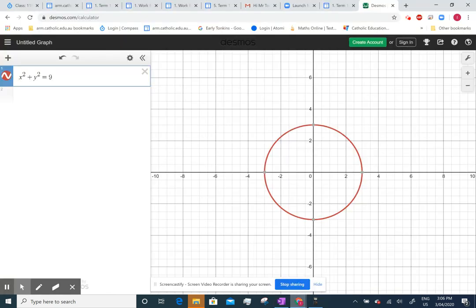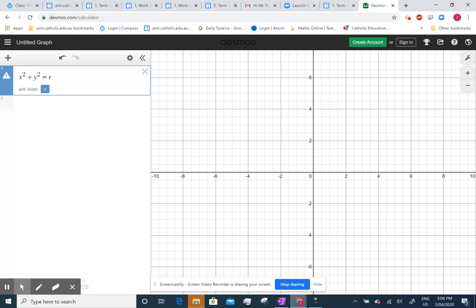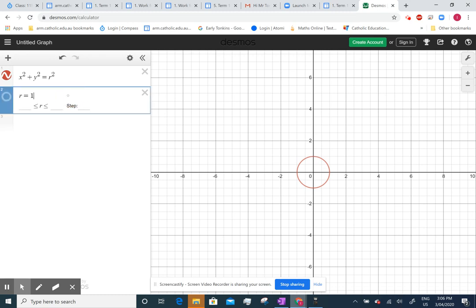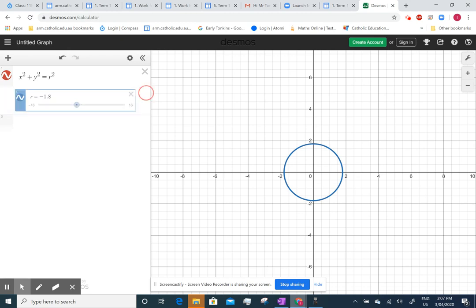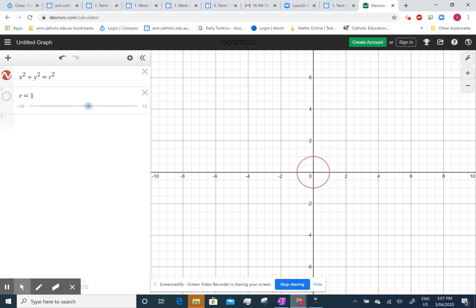So if you were to square root this, so we'll get rid of that. Let's just change that 9 to an R. And we're going to square that R, add a slider, and watch what happens. Let's go, I don't know, -16 to 16. Why isn't it moving? Why can't I play it? Add a slider R. It's not letting me play it. But if you move that, you just get a bigger or smaller radius.